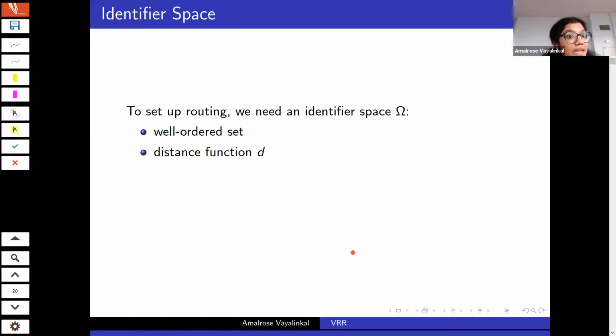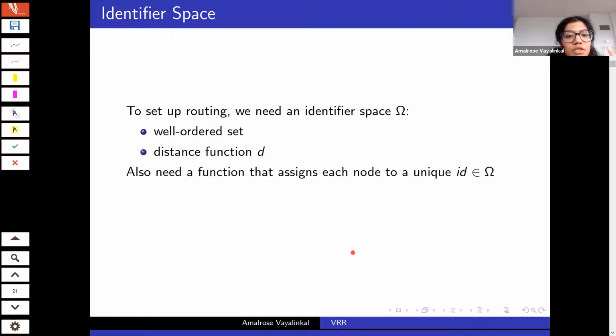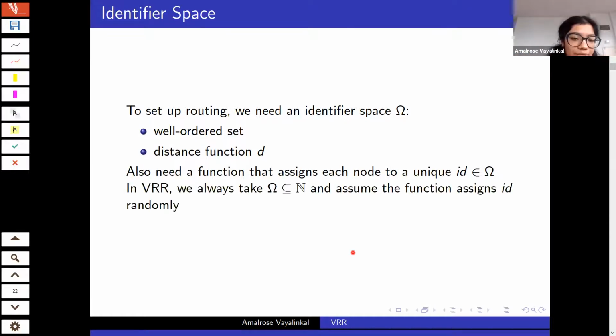We also require an identifier space. To set up routing, we have an identifier space omega, which is a well-ordered set, equipped with a distance function D. We also need a function that assigns each node a unique ID in omega. In virtual ring routing, we always take omega to be a subset of the natural numbers, and we assume that this function assigns IDs randomly. This helps us keep the location independence that we wanted in the beginning.